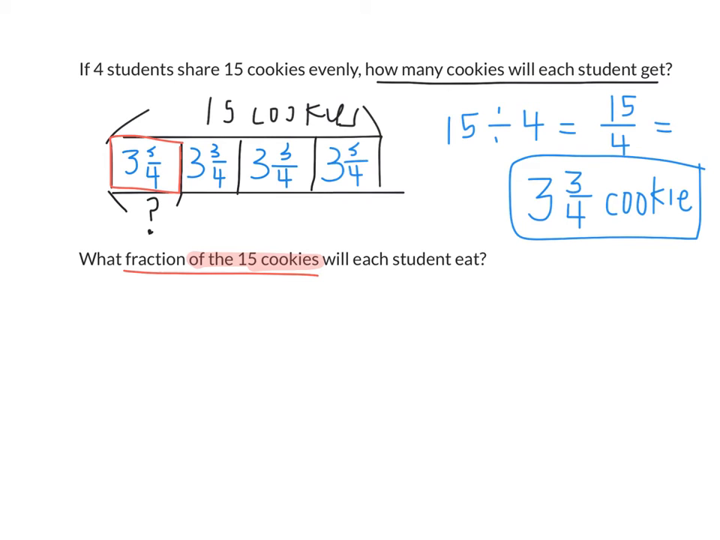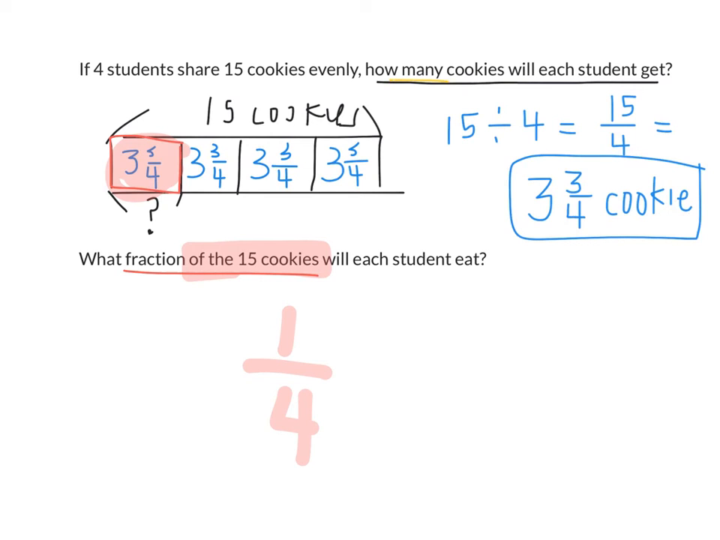Mira? 1/4. Each student is getting 1/4 of all the cookies because 3 3/4 is 1/4 of all 15 cookies. So this question isn't hard to solve. The hard part is understanding what of the cookies means. This question is asking, out of all the cookies, what fraction is each student getting? This question really reminds us that we have to pay attention to the wording of the question.